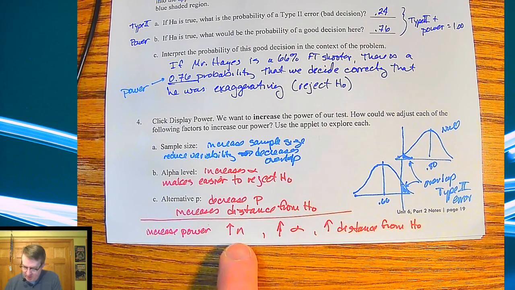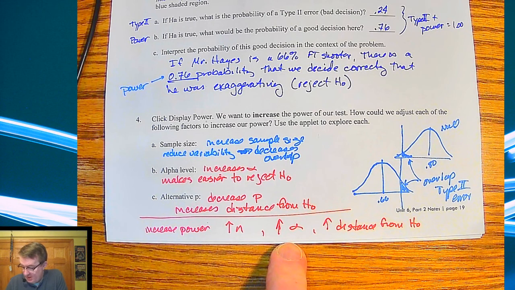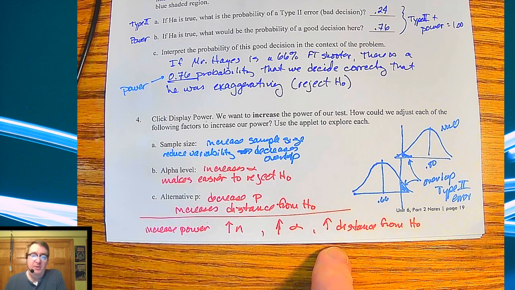So to increase your power, you can raise your N value, you can increase your alpha value, and you can increase the distance from the null hypothesis. So those are going to be the 3 ways we can affect the power.